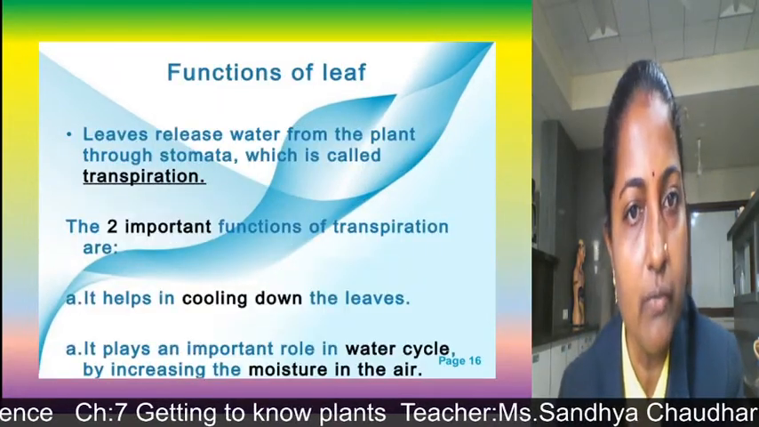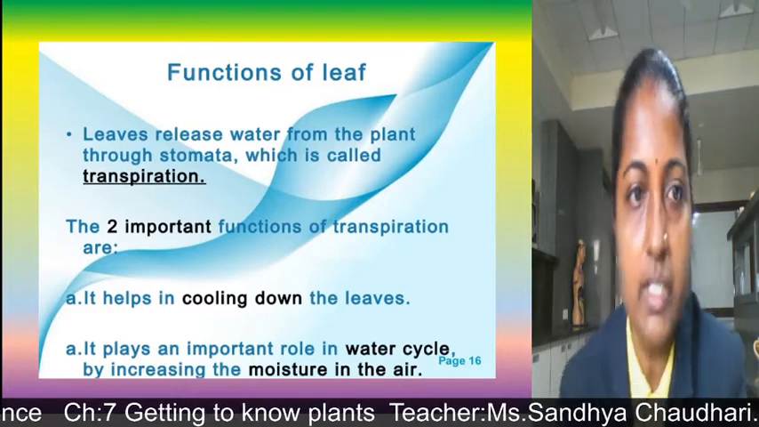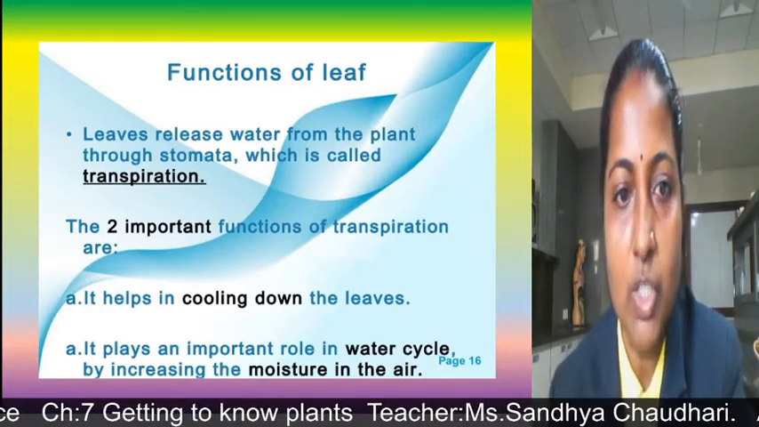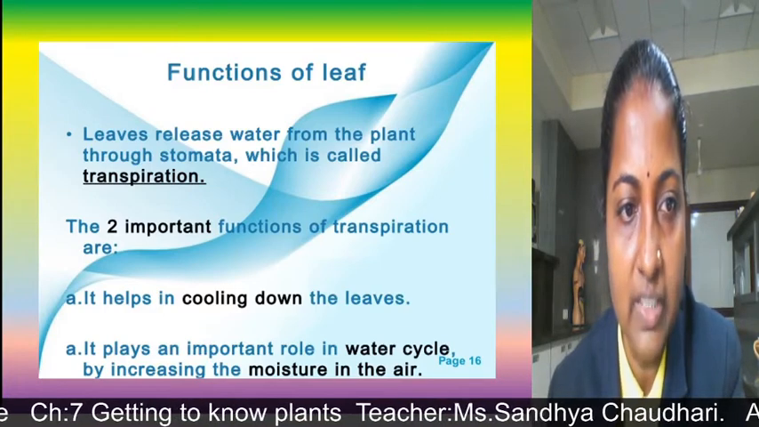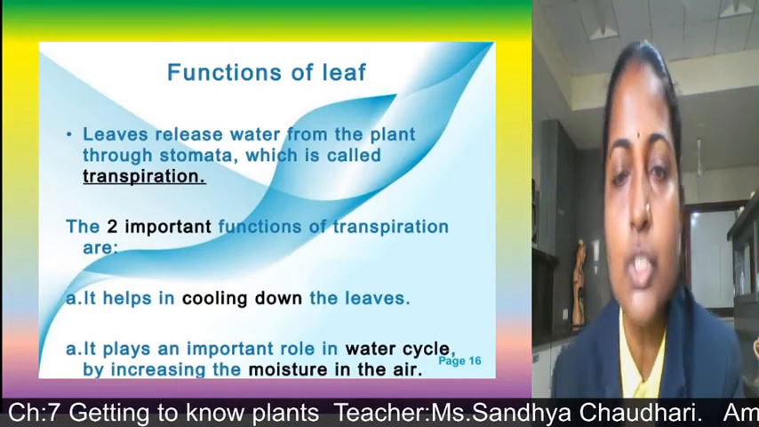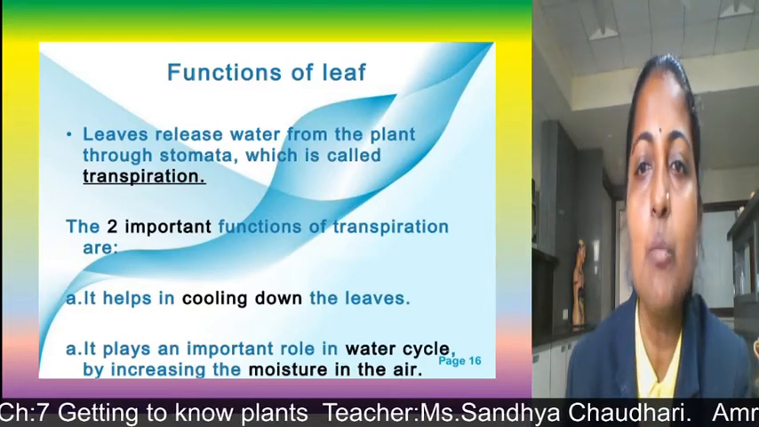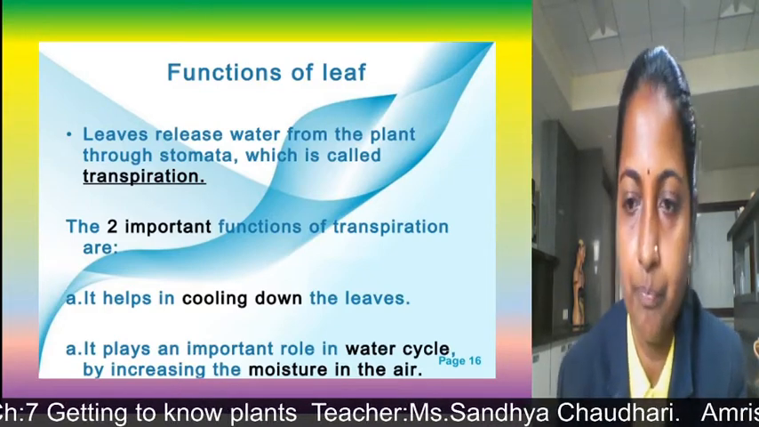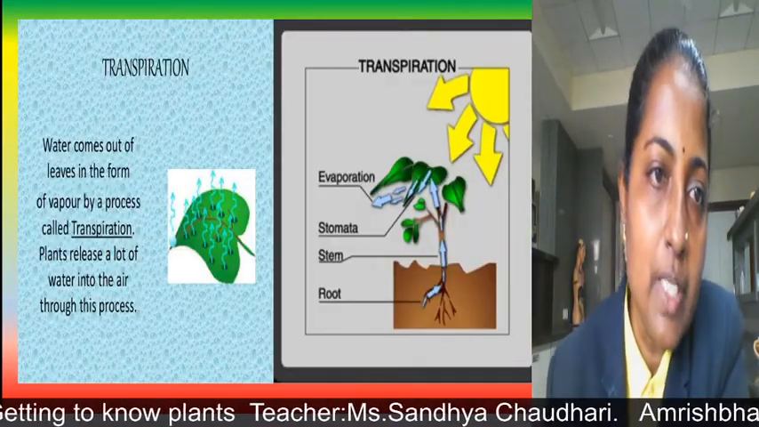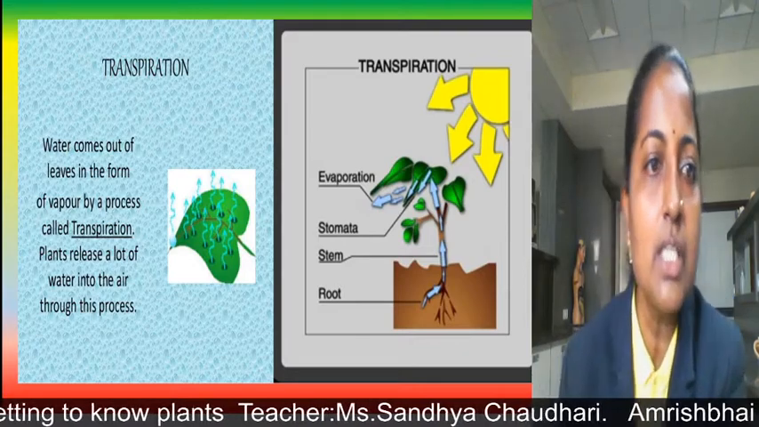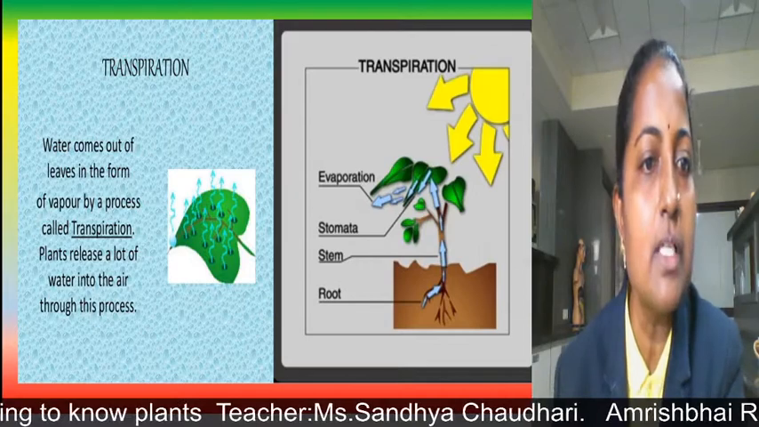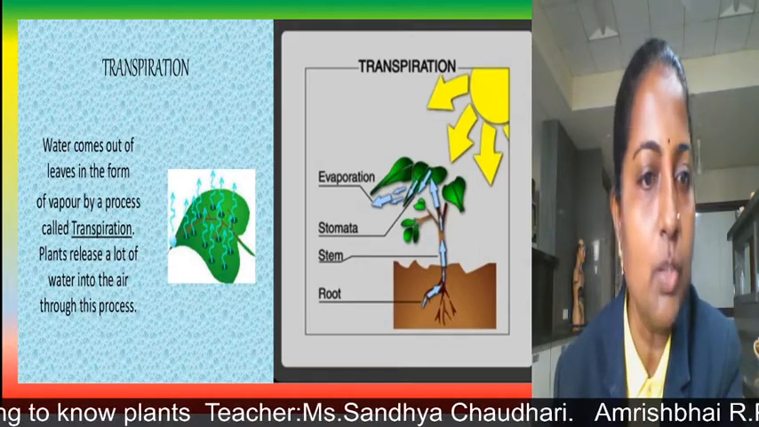Leaves release water from the plant through stomata, which is called transpiration. The two important functions of transpiration are cooling down, as it helps to cool down the leaves, and playing an important role in the water cycle by increasing the moisture in the air. We will see the transpiration process. In transpiration, water comes out from the leaves in the form of vapor. Plants release a lot of water into the air through this process.